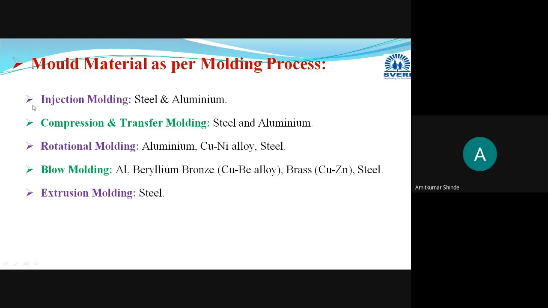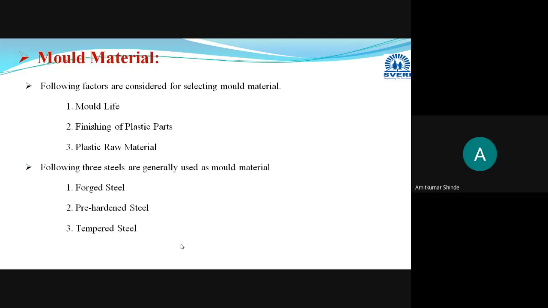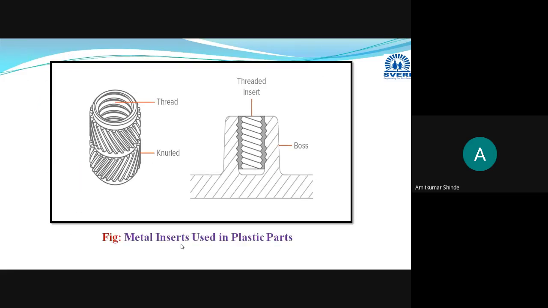In this way, for different plastic processing or molding methods, materials like steel, aluminum, copper nickel alloy, bronzes, and beryllium bronzes can be used depending on the type of molding process. So this part, mold material, is finished, and we have completed this chapter.